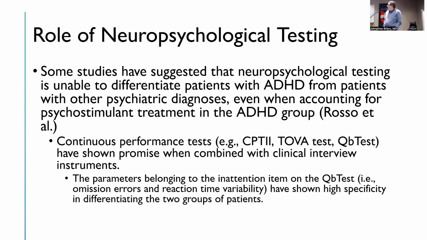There have also been studies that have looked at neuropsychological testing's ability to differentiate individuals who have ADHD, not just from people without ADHD generally, but from individuals with other psychiatric illnesses. So the idea here is that lots of psychiatric illnesses could lead to some level of dysfunction or impairment on neuropsychological testing. And so how do we know we're really picking out ADHD versus picking up on depression or something? And again, there have been studies that suggested that neuropsych testing doesn't do the greatest job of this, even when you account for treatment in the ADHD group.